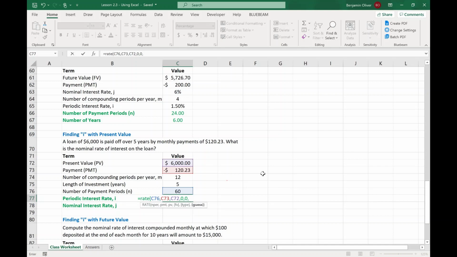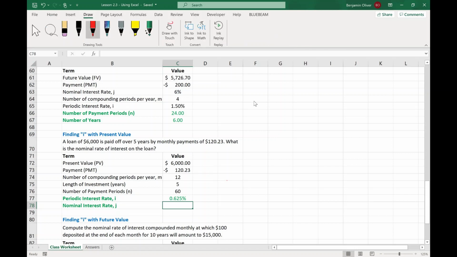And lastly, you can put in a guess, because it's going to try and find the answer that matches this, so that 60 payments of $120.23 will pay off your loan. If you don't have a guess, which in our situation we're not going to have, we're just going to type in 0, end bracket, and press enter. So now it comes out with a periodic rate of interest of 0.625%.